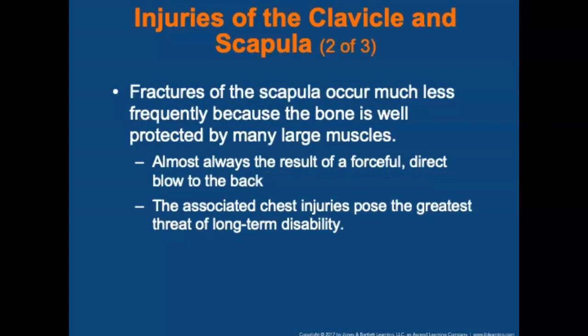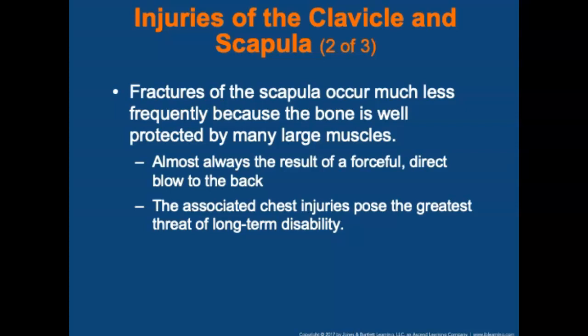Fractures of the scapula, or shoulder blade, occur much less frequently because this bone is well protected by many large muscles. So fractures of the scapula are almost always a result of a forceful direct back blow directly over the scapula. Provide supplemental oxygen and prompt transport.